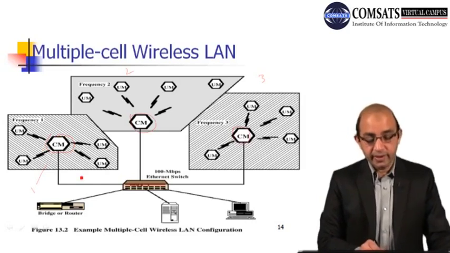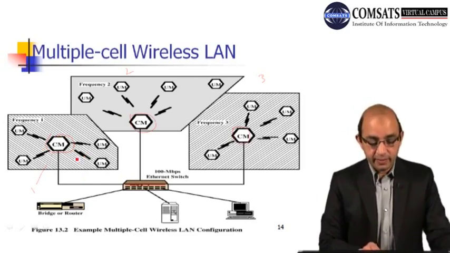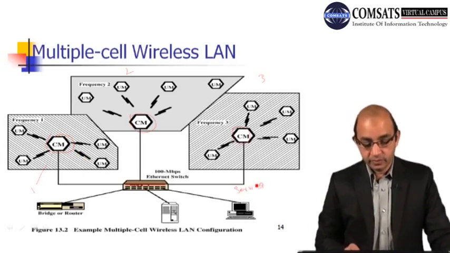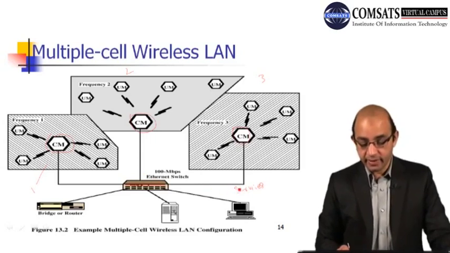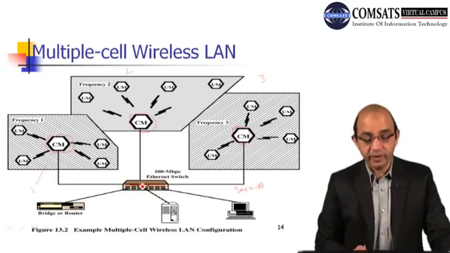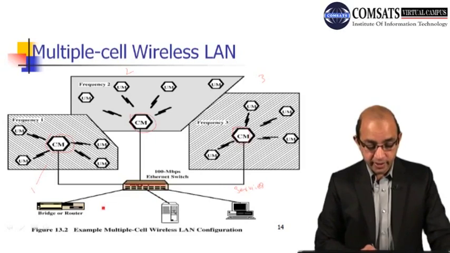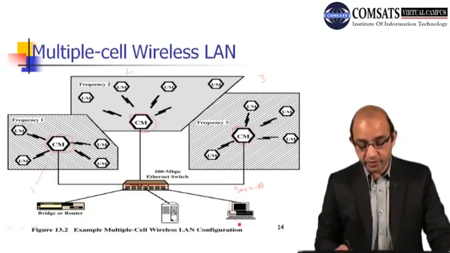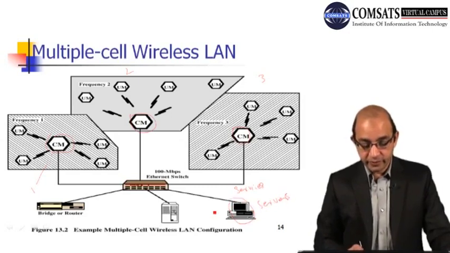And every cell is able to access all the services that are available over this LAN, right? So here we have the Ethernet switch, right, and this is the bridge or router, and this can be some server, right, hosting some of the services, and again here this looks like a rack mount server.